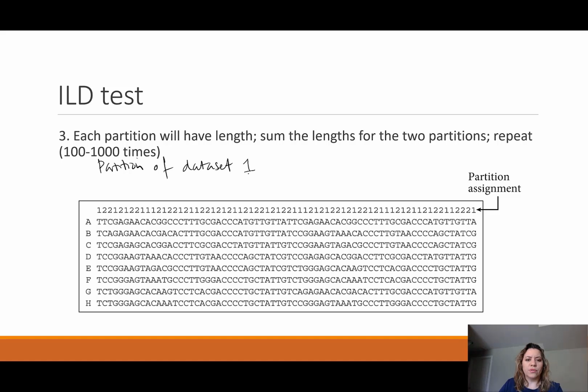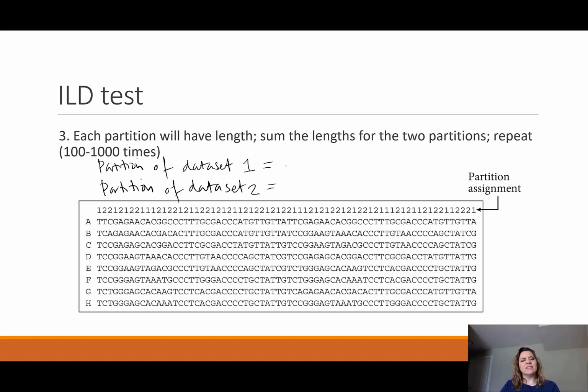So that's all the characters down here that have a 1. That is going to give us a tree for that partition 1. And then you also look for the tree that belongs to partition 2 in this combined analysis.